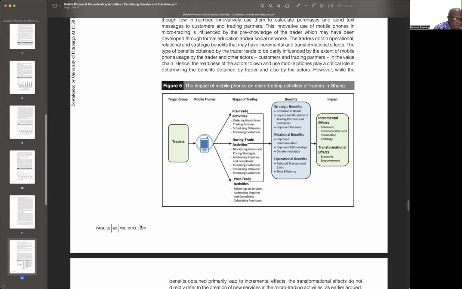Okay. Now let's continue on. Let's continue and look at other examples again. Okay, I want to stay away from my own work.